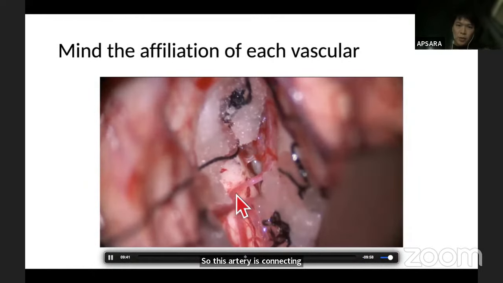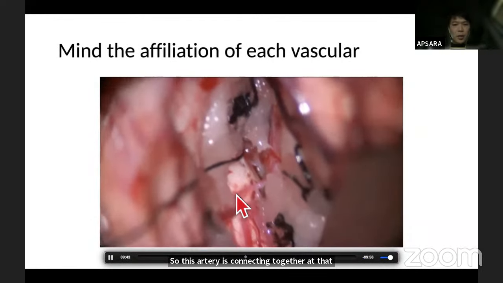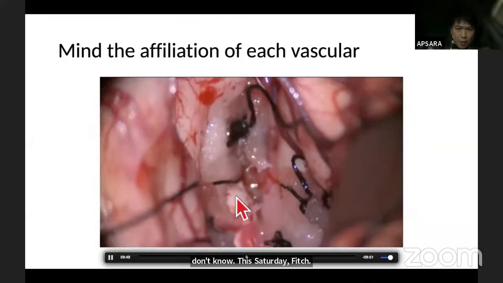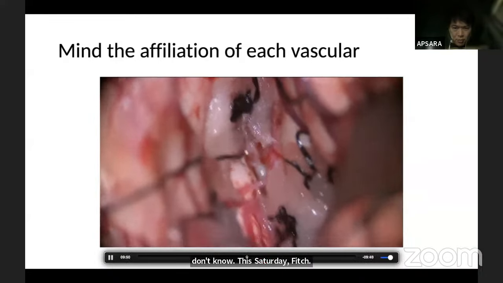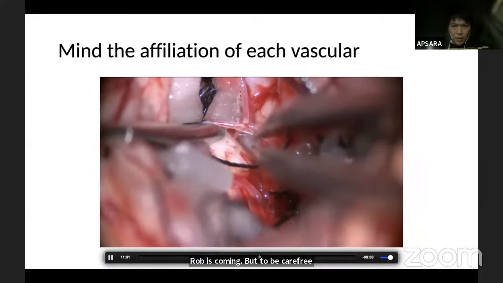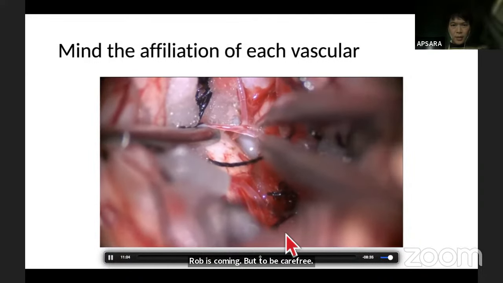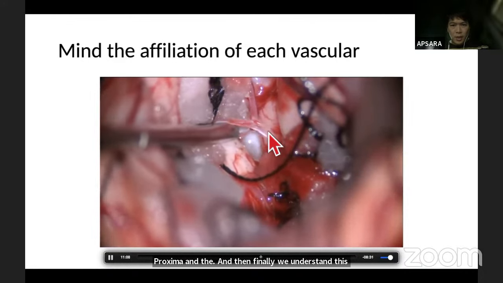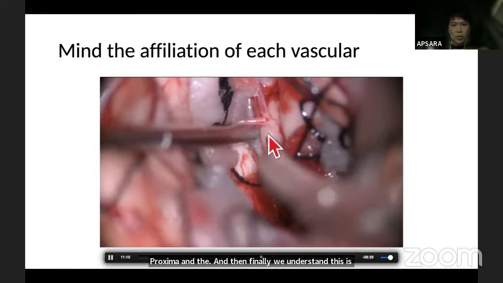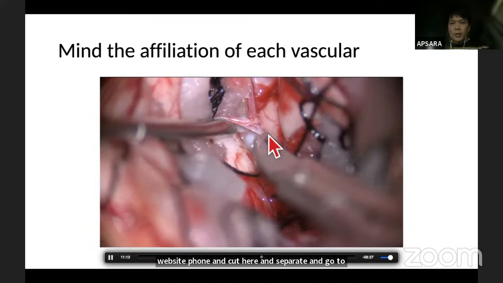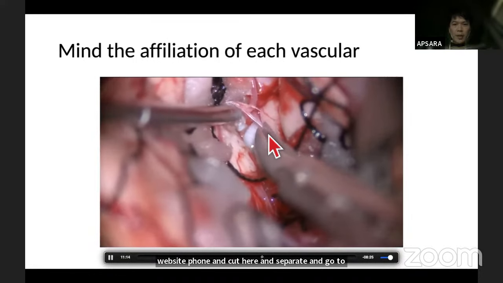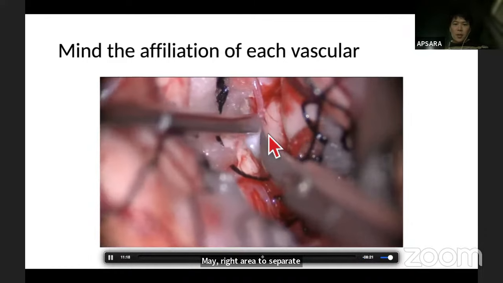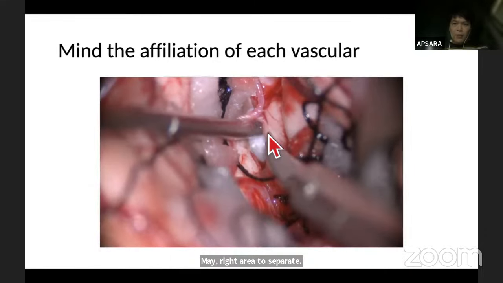At that time, we didn't know which lobe this artery was coming from, but we carefully checked proximal and distal, and then finally we understood this is a left side one, and cut here and separated, and went to the right area to separate. So again, please consider carefully.